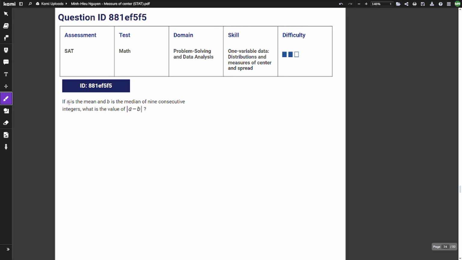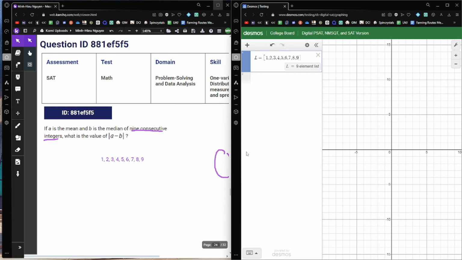Question number 24. If A is the mean and B is the median of 9 consecutive integers, what is the value of the absolute value of A minus B? So here, when they give you something as big as this, 9 consecutive integers, just make up your own numbers. So I'm going to make a list of like 1, 2, 3, 4, 5, 6, 7, 8, and 9. And if you look, this actually means that it's symmetrical. So the mean and the median are equal to each other, which means that the mean minus the median is just 0. Or of course, you could put it into Desmos to find out. As you can see, the mean and the median are the exact same.